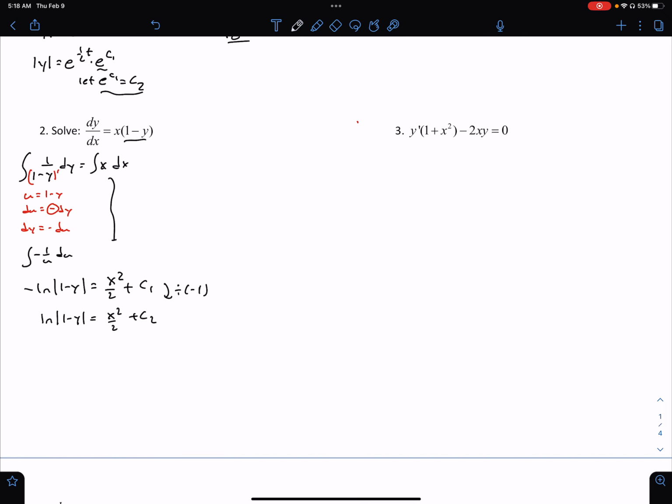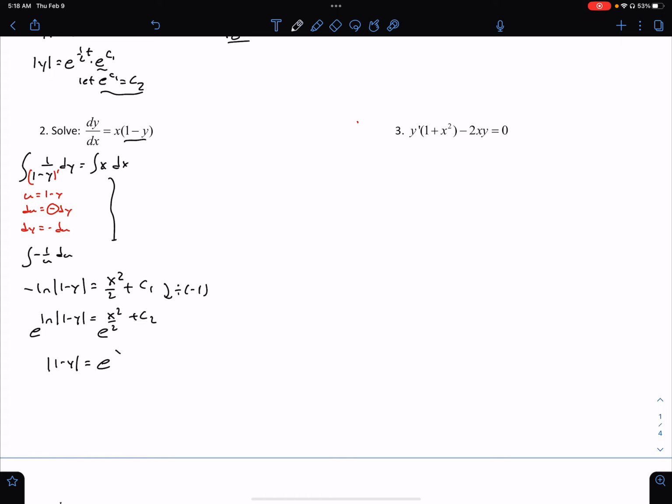All right, then we're going to do that exponentiation step. So we've got to solve for the natural log, so we're going to e both sides right there. And that's going to give us the absolute value of 1 minus y equals, now, this is the algebra step that's really important. We are adding exponents here. So we can write this as 2 exponents instead.